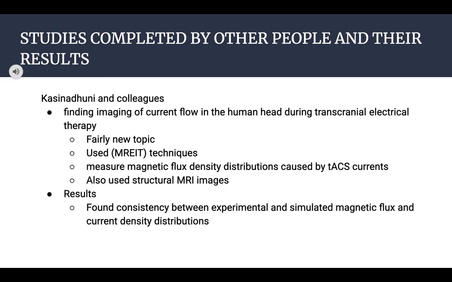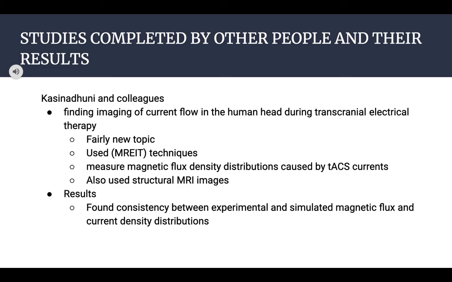In a final experiment completed by Kasuni, Hooney, and colleagues, they discussed their thoughts about imaging of current flow in the human head during transcranial electrical therapy. Being a newly developed topic and one that is rarely researched or experimented on, their findings are very exciting and intriguing. They use magnetic resonance electrical impedance tomography, or MREIT, techniques to encode current flow and phase images. And for human subjects, they use MREIT to measure magnetic flux density distributions caused by tACS currents, and then calculated current density distributions from these data.